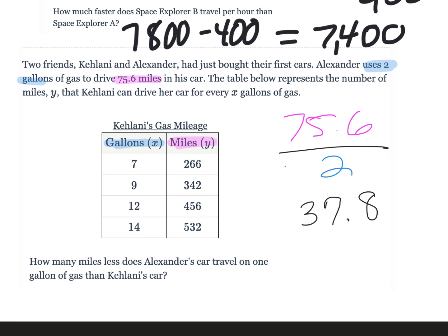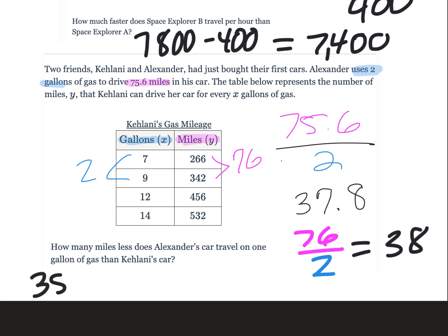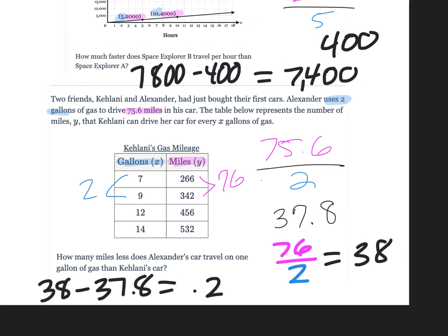Okay, and then to find our rate of change for our table, I'm just going to do my change in my Y. So the difference from 266 to 342 is going to be 76, right? And then my change in X here is 2. So if we do the rate of change from the table, 76 divided by 2, that gets me 38. So it says how many miles less? Well, not too many. 38 minus 37.8 is just 0.2. So that one had a very small difference in their rates of change.